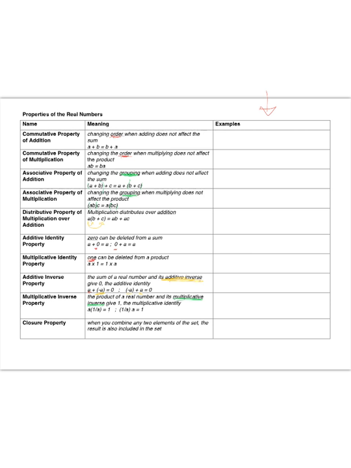The closure property states that when you combine any two elements of the set, the result is also included in the set. So adding two real numbers, you're going to get a number that is in the set of reals. So look in your book, whether the hard copy version or your electronic version versus my math lab, and try to come up with examples. See the ones in the book or use the meanings to come up with your own examples.